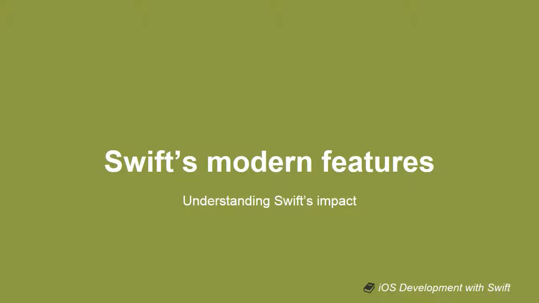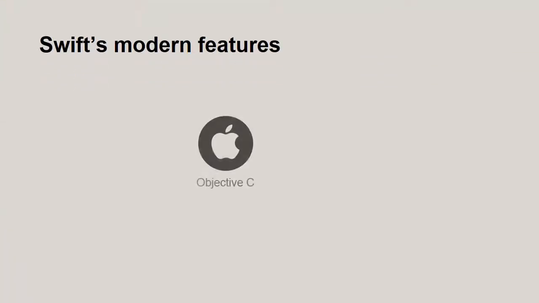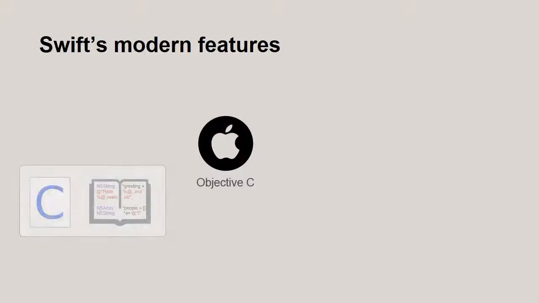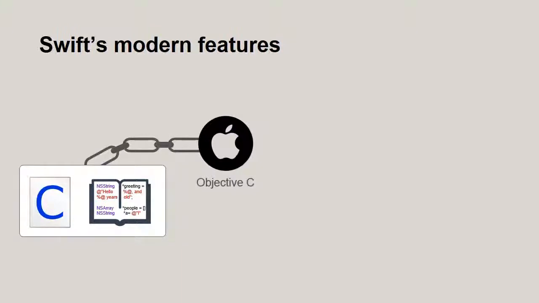Swift's modern features. Objective-C is a powerful and feature-rich language, but it's always been constrained by the limitations of C and a long history of code bases and libraries for which it has to maintain compatibility. Swift doesn't have either of these things holding it back. Its limitations are minuscule in comparison.